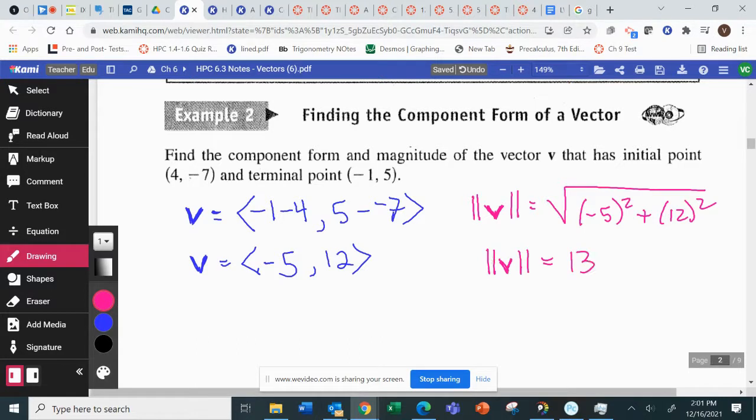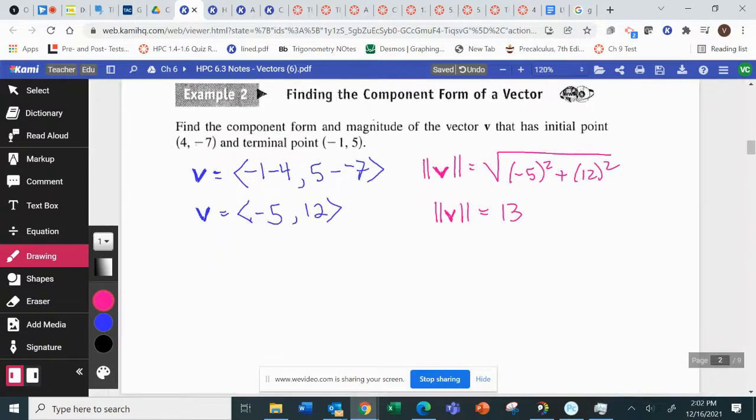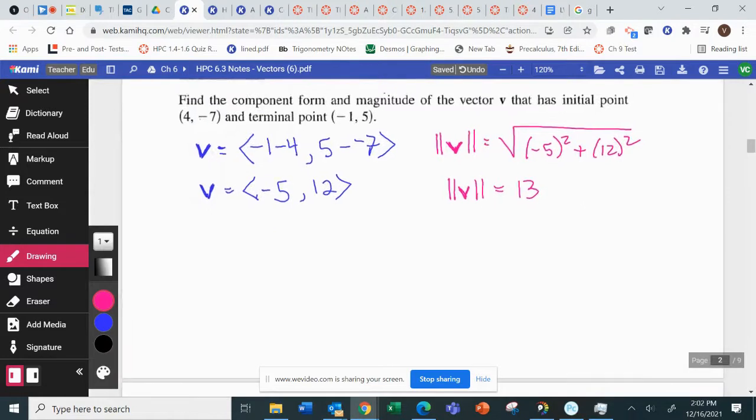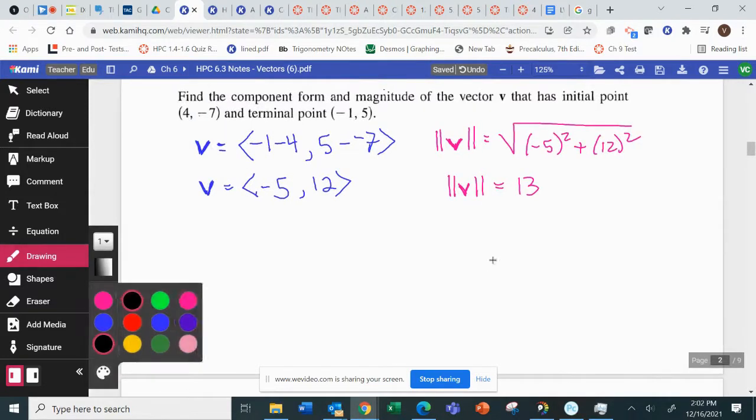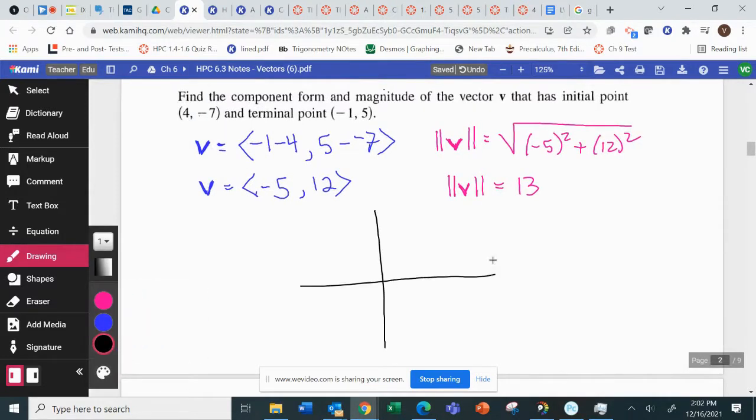My magnitude is 13. It does not say to do this, but let's graph this vector. It says our initial point is at 4, negative 7. I'm just going to sketch it. I didn't give you anything to do it on, so. And then our terminal point is at negative 1, 5.